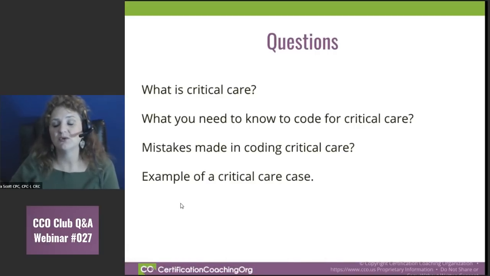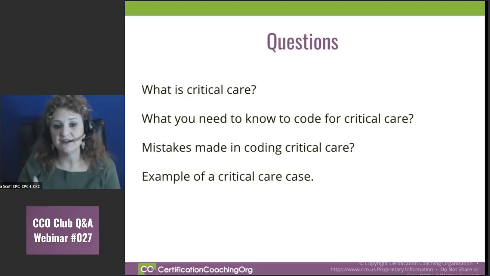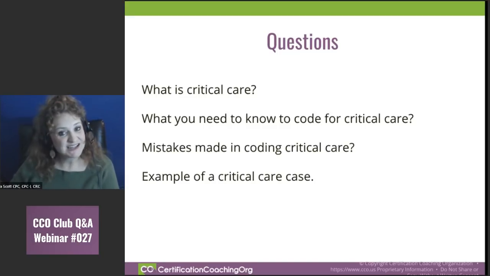They really wanted to know, what constitutes critical care? What do you need to know when you're coding for critical care? Because it seems pretty intense, but it actually is quite simple. You don't have many codes at all that you're dealing with. And the criteria, once you get it in your head, it's easy, but it's not something that is commonly coded unless you work at a facility that has an ICU or even ER departments.